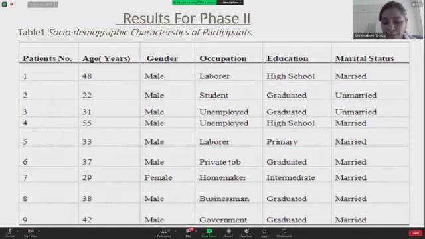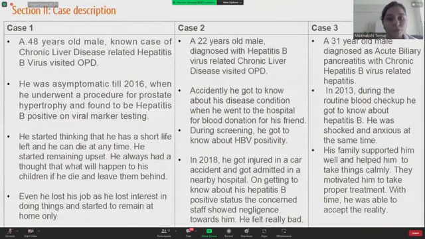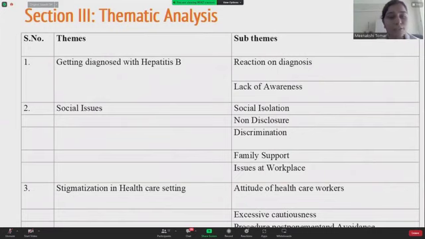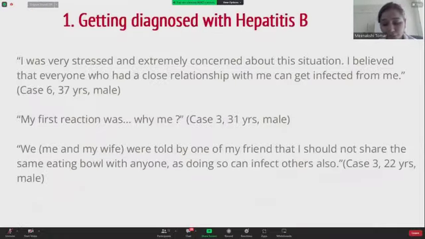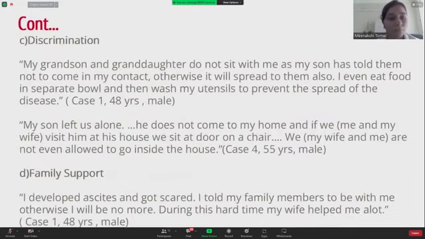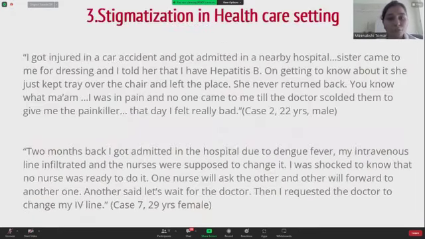social demographic characteristics. And this is section 2, which included the case description of the patient. This is section 3, which included the thematic analysis. It includes three things: one is getting diagnosed with hepatitis B, social issues, and the third one is stigmatization in the healthcare setting. These are all the verbatims for the themes included in the study.